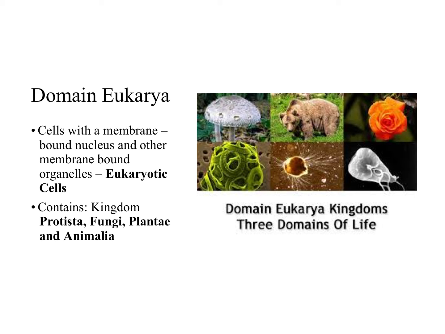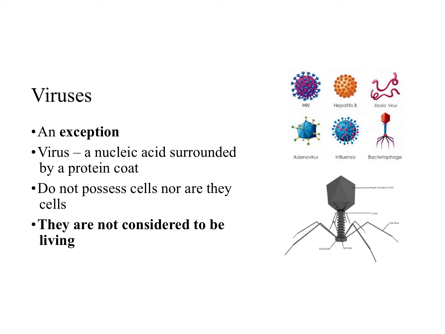And then finally, I want to talk about an exception. So if you look at our 3 domains, something gets excluded, and that something is viruses. Okay, so viruses are an exception. And if we look at what makes up a virus, it's just nucleic acid, so DNA or RNA, and then protein. So viruses, they don't have any cells, nor are they a cell.